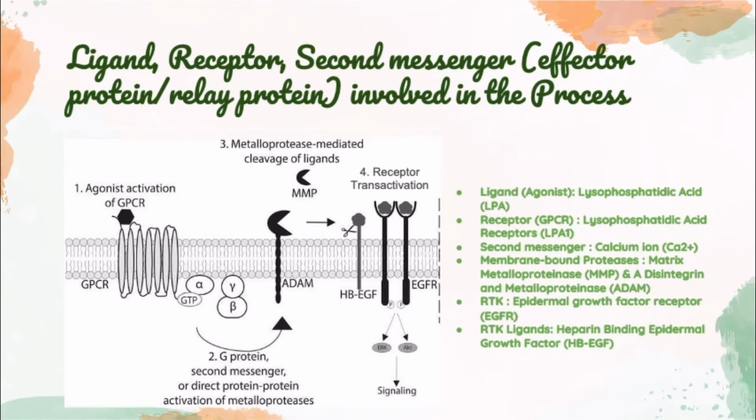Next, I will go on with the important components involved in this process. The ligand used in this process is lysophosphatidic acid, LPA. The G protein coupled receptor used is lysophosphatidic acid receptor LPA1. Calcium ion will be the second messenger. There are 2 membrane-bound proteases, which are MMPs and ADAMs, mentioned in the earlier slide. The receptor tyrosine kinase used in this process will be epidermal growth factor receptor EGFR, and lastly, the RTK ligand will be heparin binding epidermal growth factor.